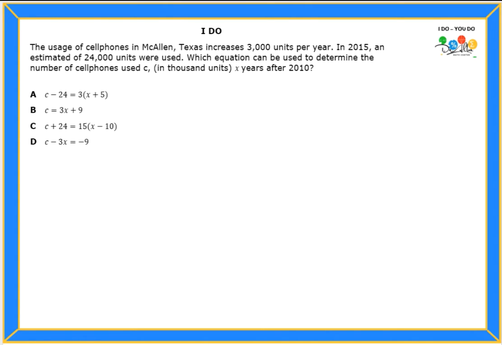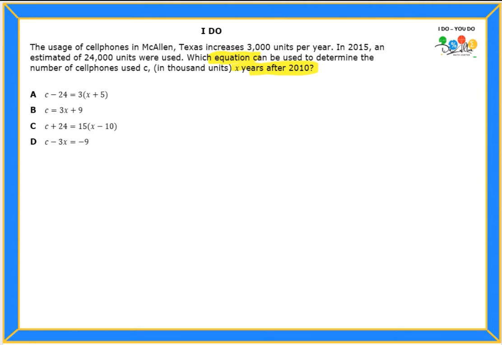Let's read the problem. It says, the usage of cell phones in McAllen, Texas increases 3,000 units per year. In 2015, an estimated 24,000 units were used. Which equation can be used to determine the number of cell phones used C in 1,000 units X years after 2010? So I'm looking for an equation that can represent how many cell phones are used after the year 2010.